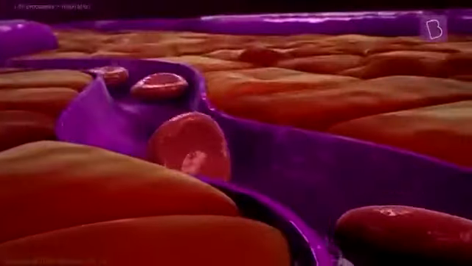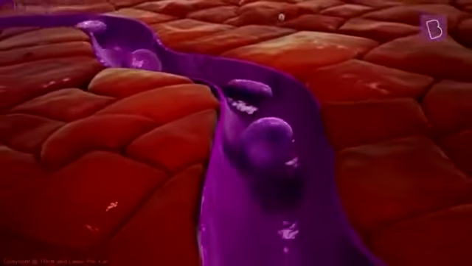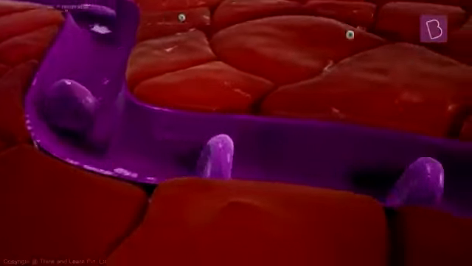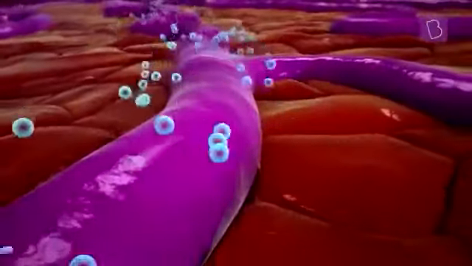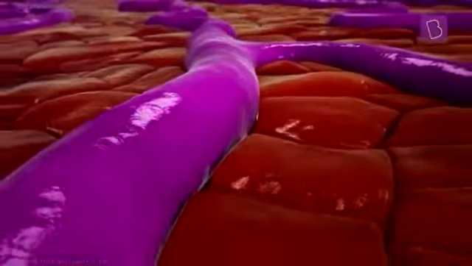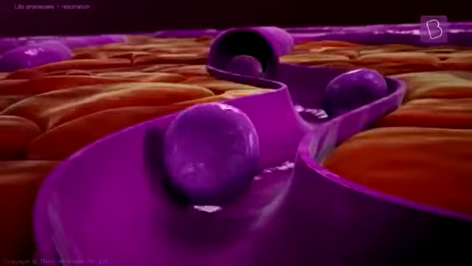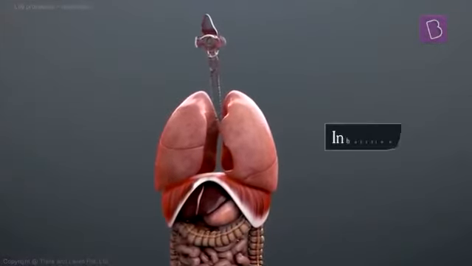The low oxygen concentration in these tissues leads to dissociation of oxyhemoglobin into oxygen and hemoglobin. This oxygen then diffuses into the cells and deoxygenated blood then returns back to the lungs. So the process of breathing in air rich in oxygen is called inhalation.